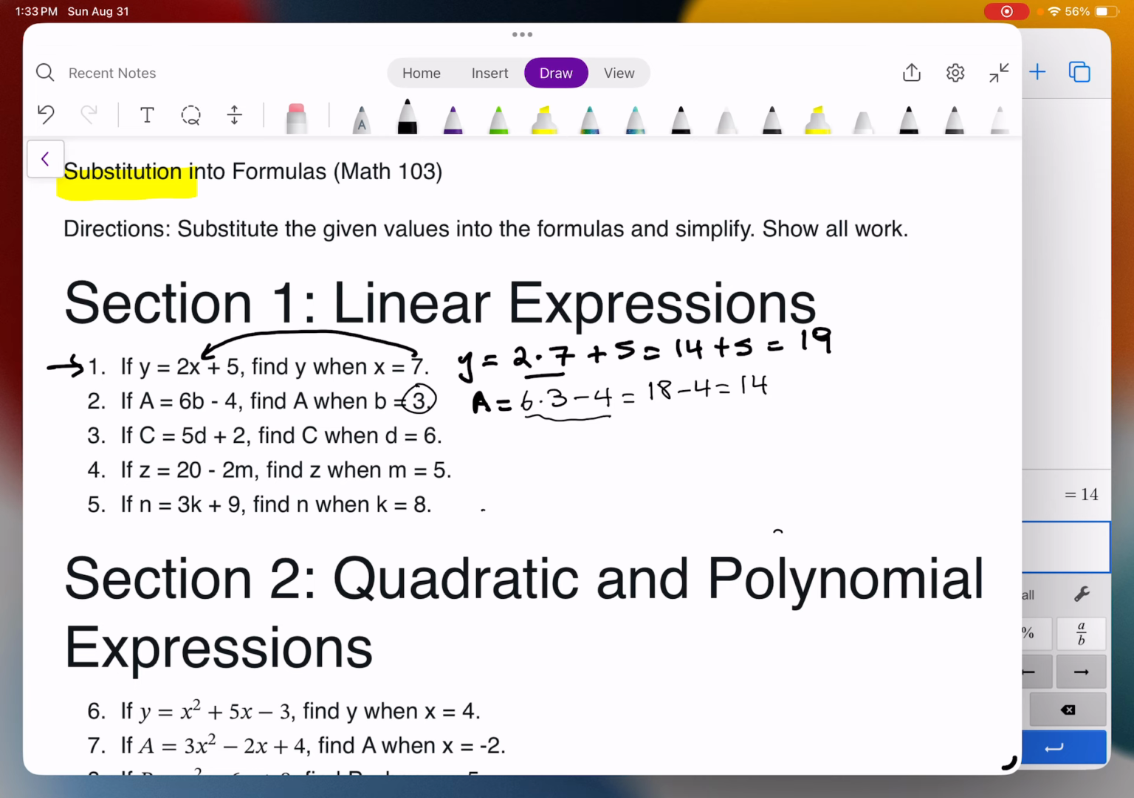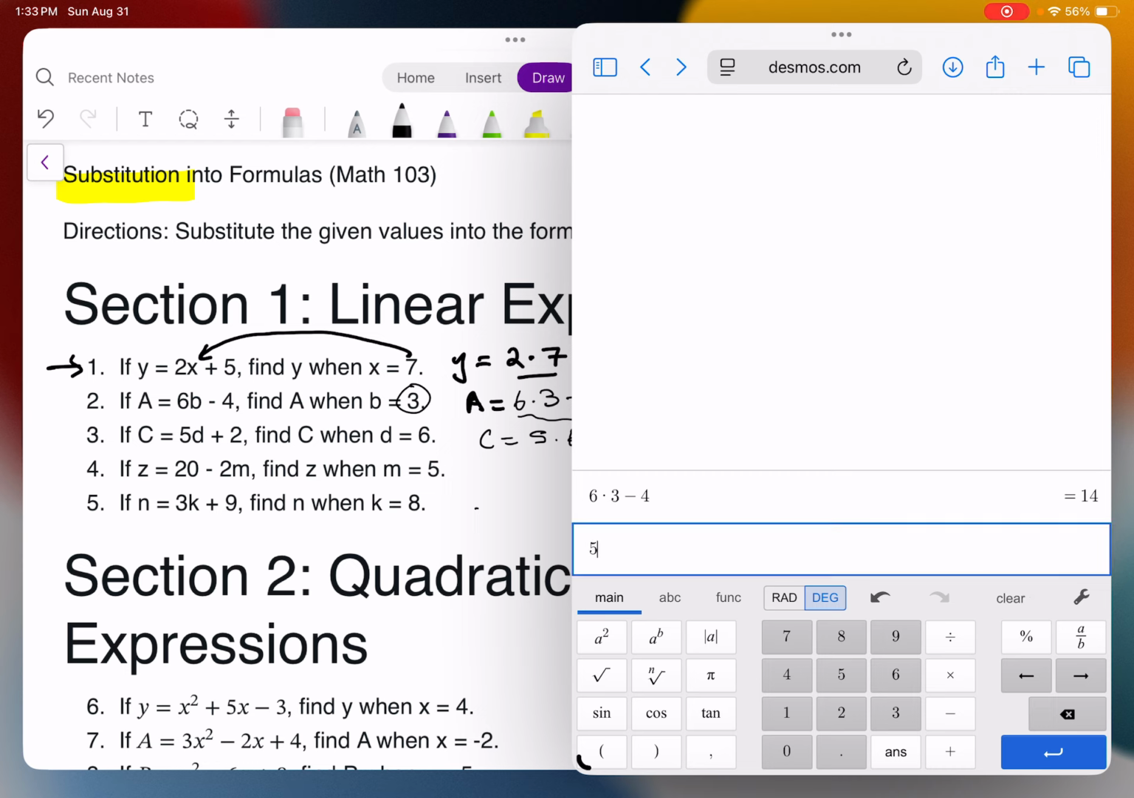So on number 3, we have c equals 5 times d, which is 6, plus 2. 5 times 6 is 30, plus 2, we get 32. If we want to use a calculator, we're going to say 5 times 6 plus 2. And if you notice, you don't even have to hit enter like I did on the last one. You just get the answer 32 immediately.